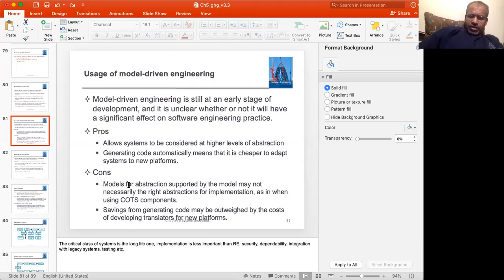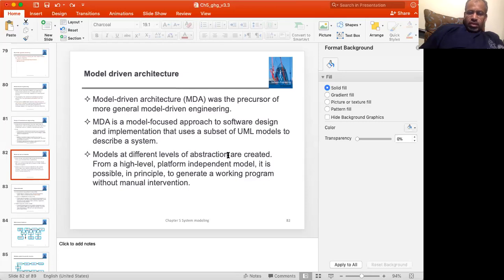Also, whatever savings you achieve from generating the code may be outweighed by the cost of developing translators for every new platform you have. Obviously that's assuming that you have to do it yourself. Maybe sometimes you get it for free, so you need to investigate that. Now, model-driven architecture was the precursor of more general model-driven engineering. Model-driven architecture is a model-focused approach that uses a subset of UML to describe the system.